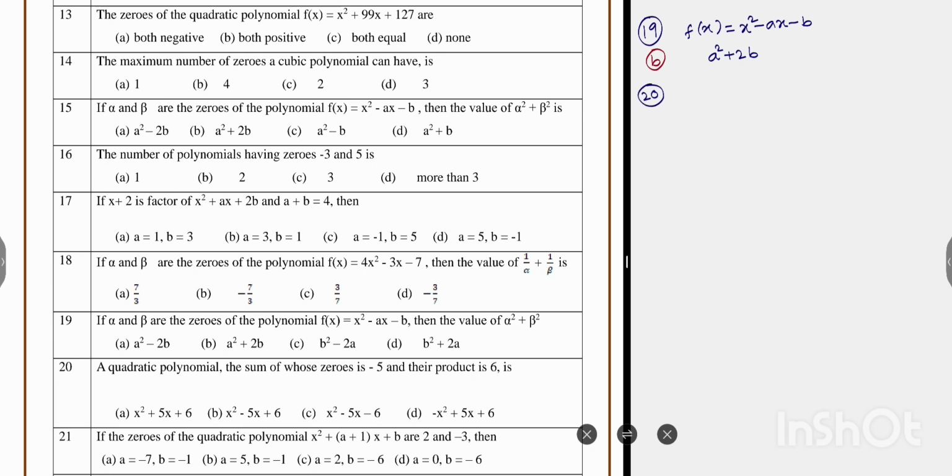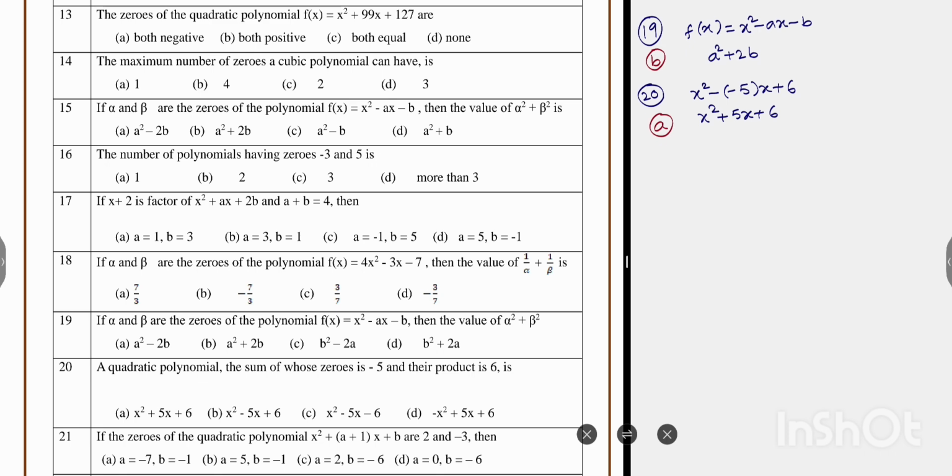Question number 20: a quadratic polynomial whose sum of the zeros is minus 5 and the product of the zeros is 6. This is also done. It is x square minus of minus 5x plus 6, which is x square plus 5x plus 6. Detailed explanation was already given in the previous question. You can refer there. Here the option is A.